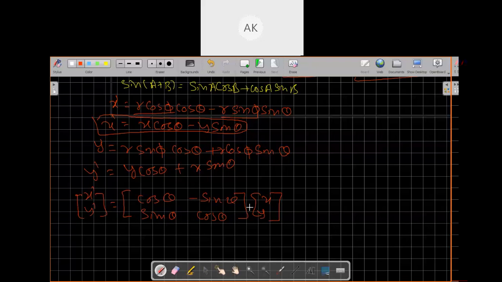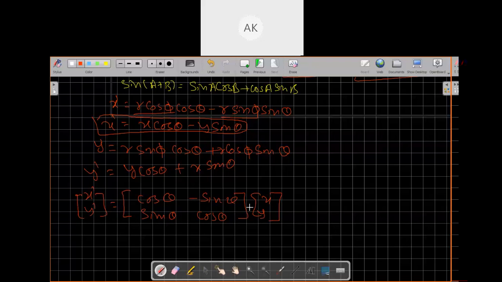Let's calculate for the point 4 4. x dash y dash after rotating the point is the matrix 0 minus 1, 1 0 times 4 4. So 0 times 4 minus 1 times 4 is minus 4, and 1 times 4 plus 0 times 4 is 4. So after rotating this point you get minus 4 4.